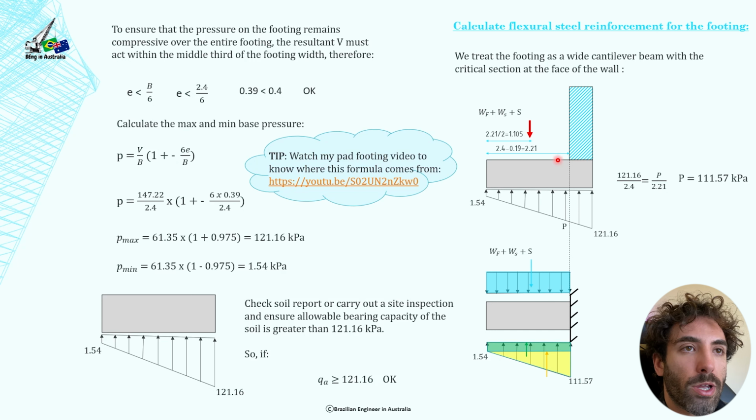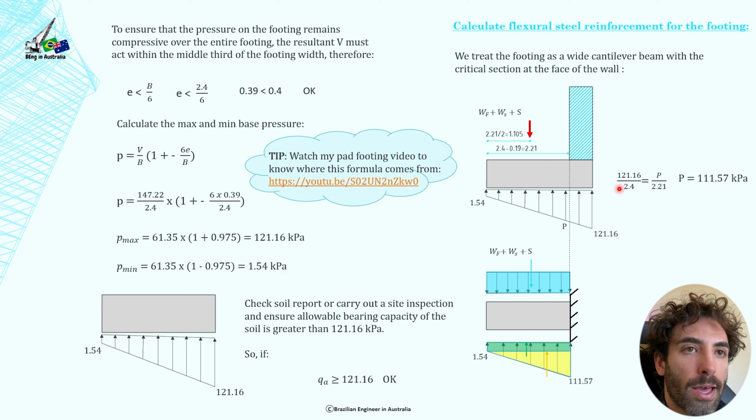That gives us 2.21 here, and we have that the self-weight of the footing plus self-weight of the soil plus surcharge, which are all the vertical loads that we have here, act at the middle of this rectangle, at the centroid. So that means 2.21 divided by 2, which is equal to 1.105. Now we want to know the pressure P at the face of the wall, because we don't need to know this portion here. We're just interested in this trapezium here. How are we gonna find that? We're gonna use similar triangles.